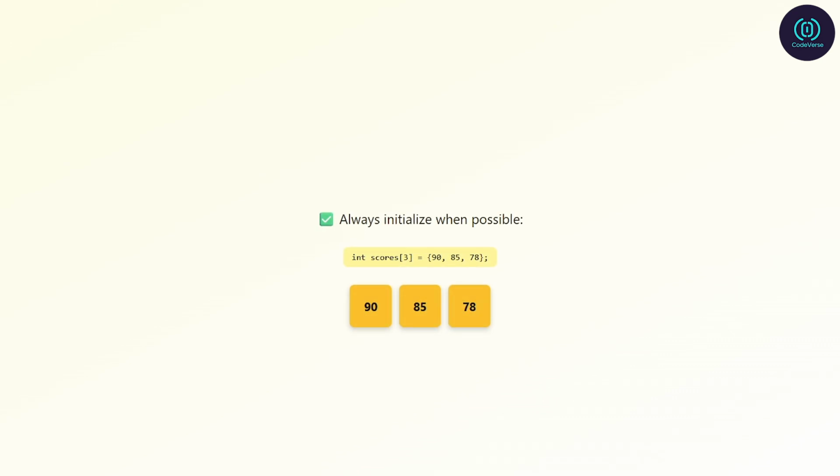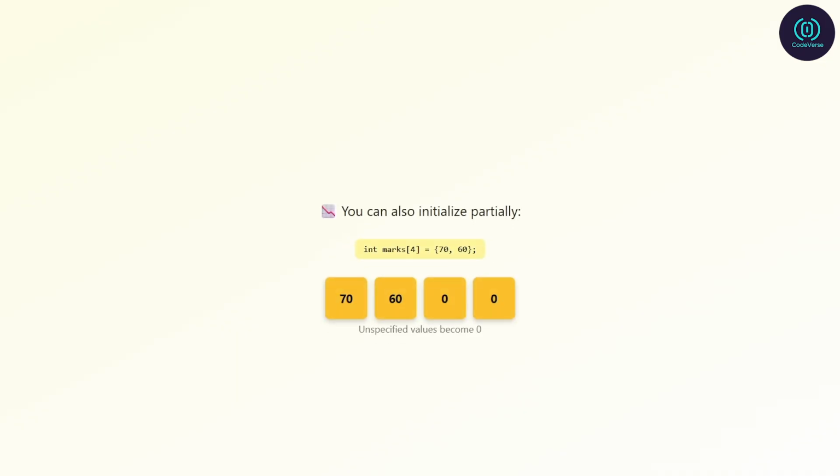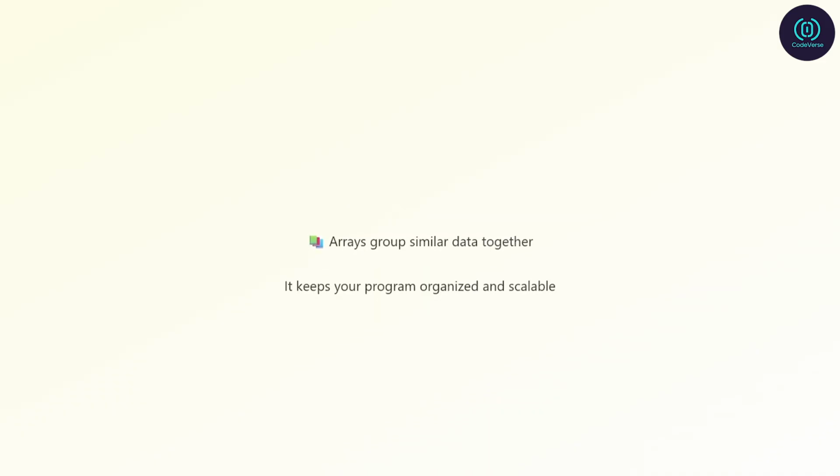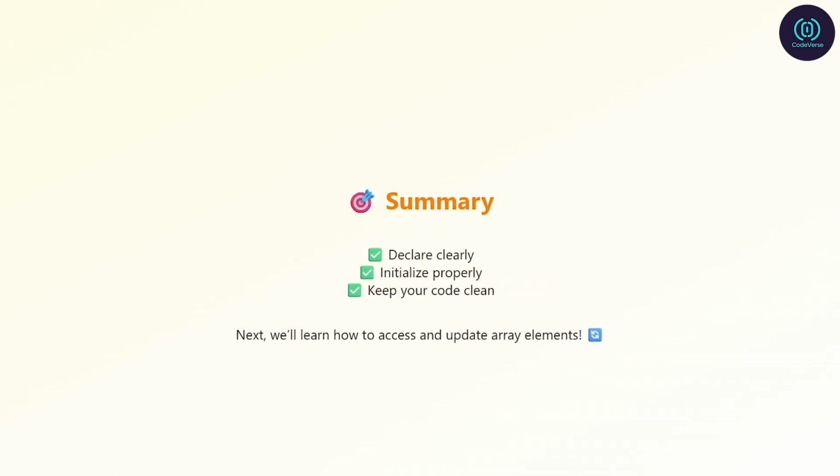int scores[3] = {90, 85, 78}. This gives you a ready-to-use array with 3 values. You can even initialize partially, int marks[4] = {70, 60}. In this case, the first 2 elements are set, and the rest are filled with 0. Simple, right? Declaring arrays properly helps you avoid bugs, reduce confusion, and write cleaner code from the very beginning.